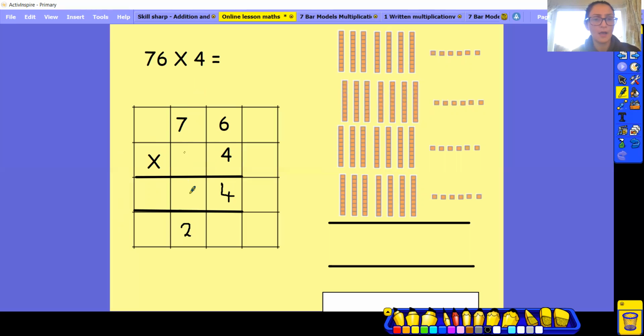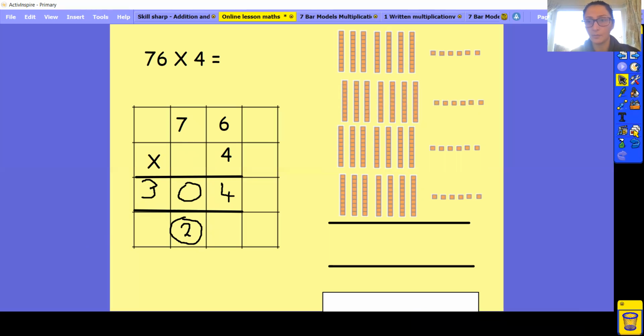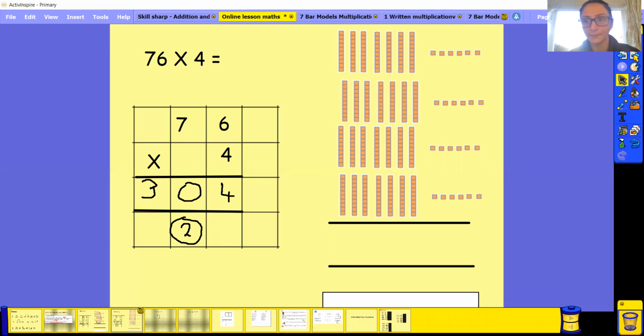Okay, but remember, don't forget to add the extra 10s. So we've got 28, add on 2. So have a go at that. 28 add on 2 equals 30. So well done if you managed to get 304. Well done if you managed to get that on your boards or in your worksheet.